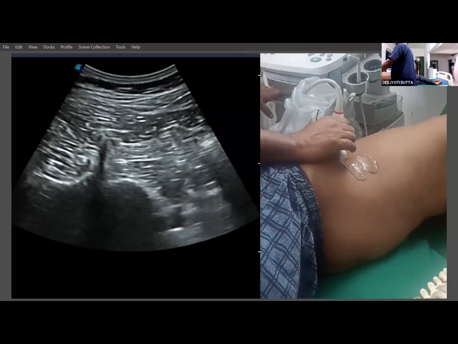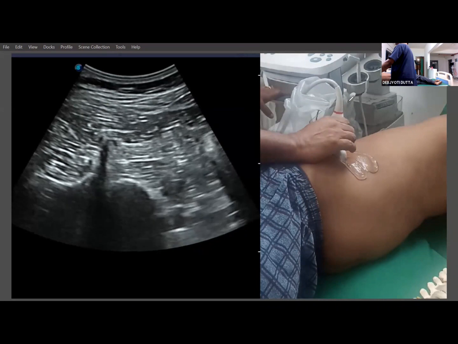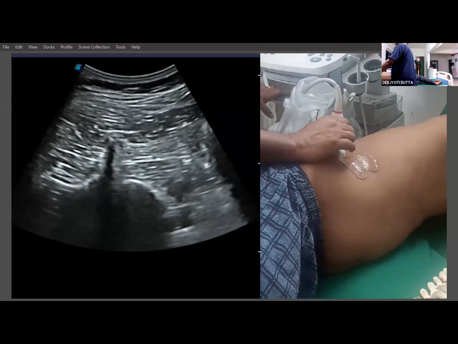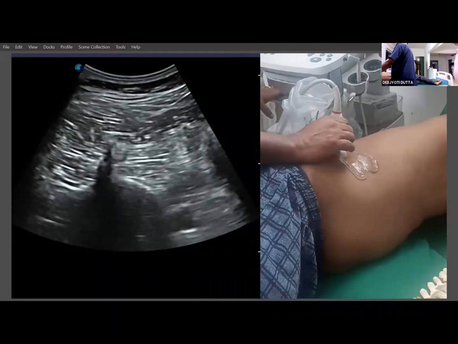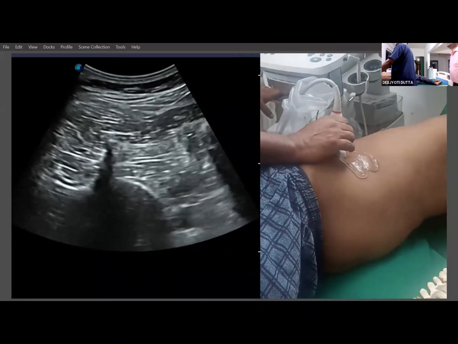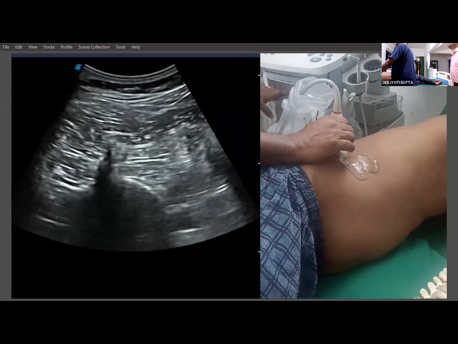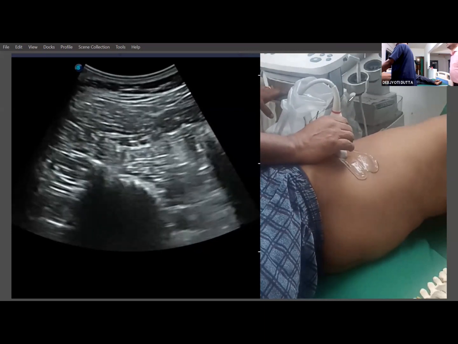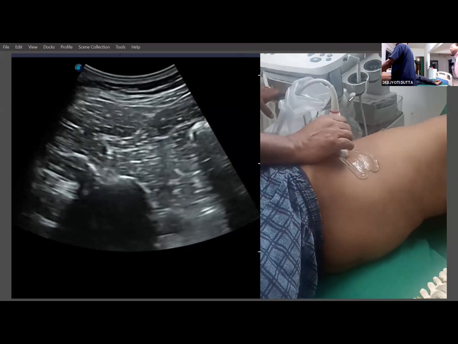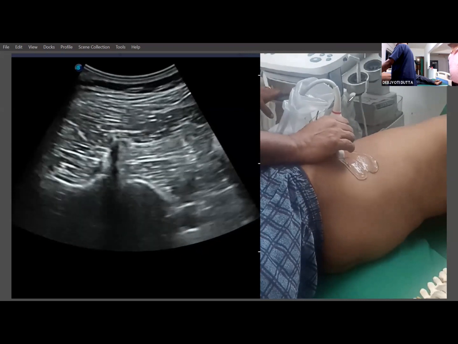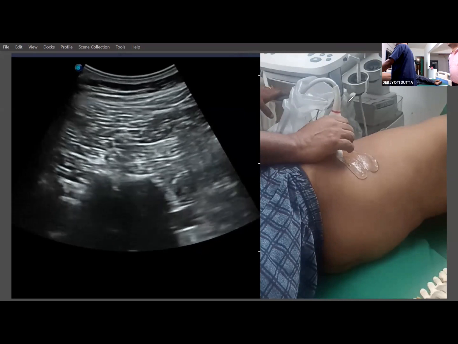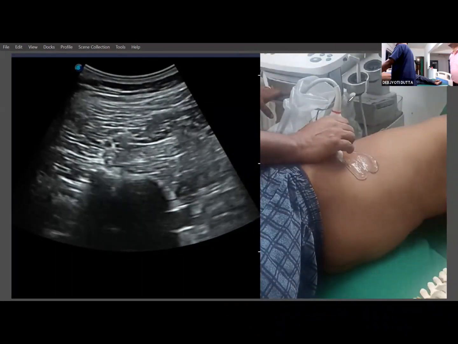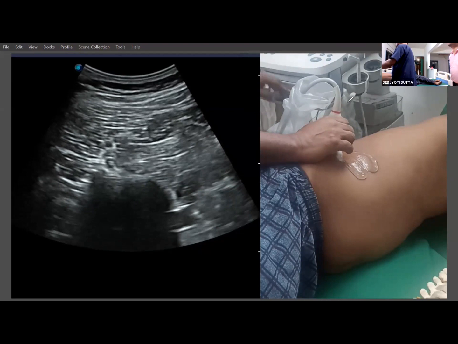So you see very nicely the psoas, the quadratus, the erector spinae, and you can very nicely see the lumbar plexus there. So now, if I am moving the probe superiorly and inferiorly, see, the transverse process will be vanishing. You see, the transverse process is vanishing, and what you can see here is the neural foramen. We are at the disc level.